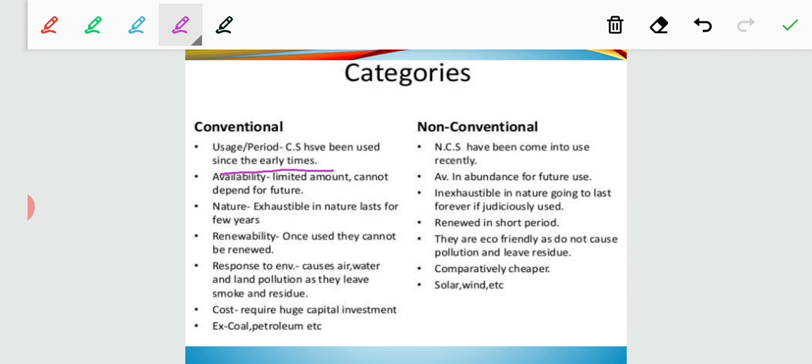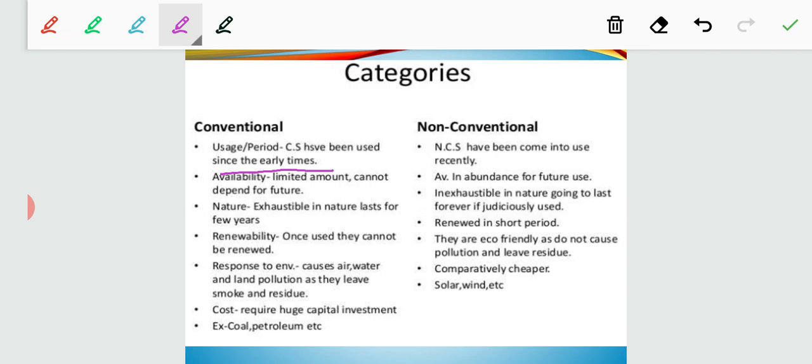Now, third is nature. What is the nature of the conventional and non-conventional? The nature of the conventional is exhaustible. They get exhausted very fast, but non-conventional are inexhaustible in nature.